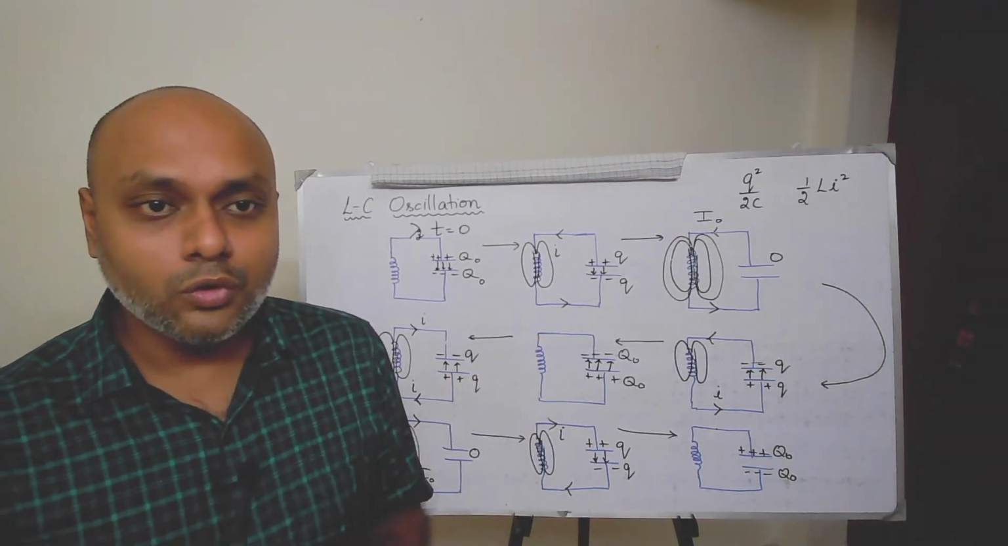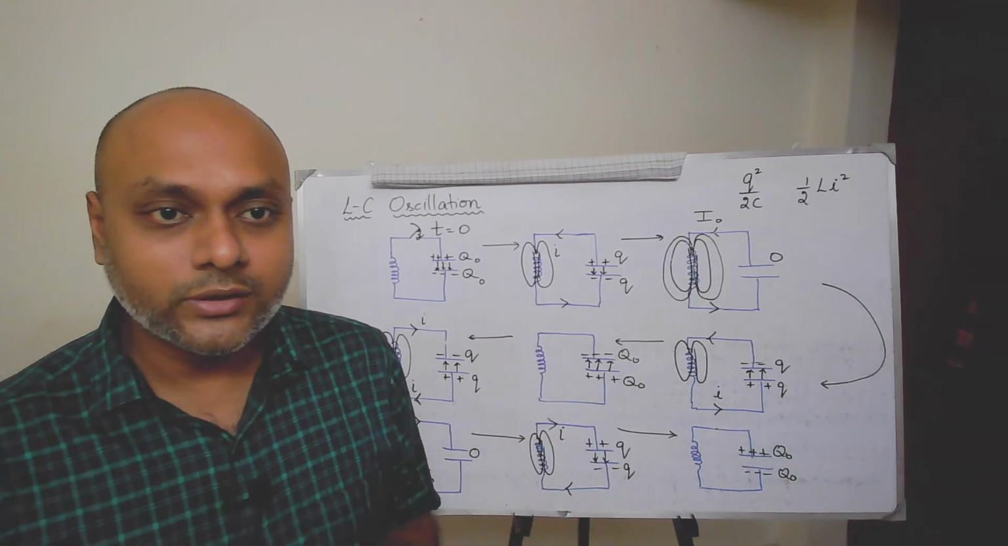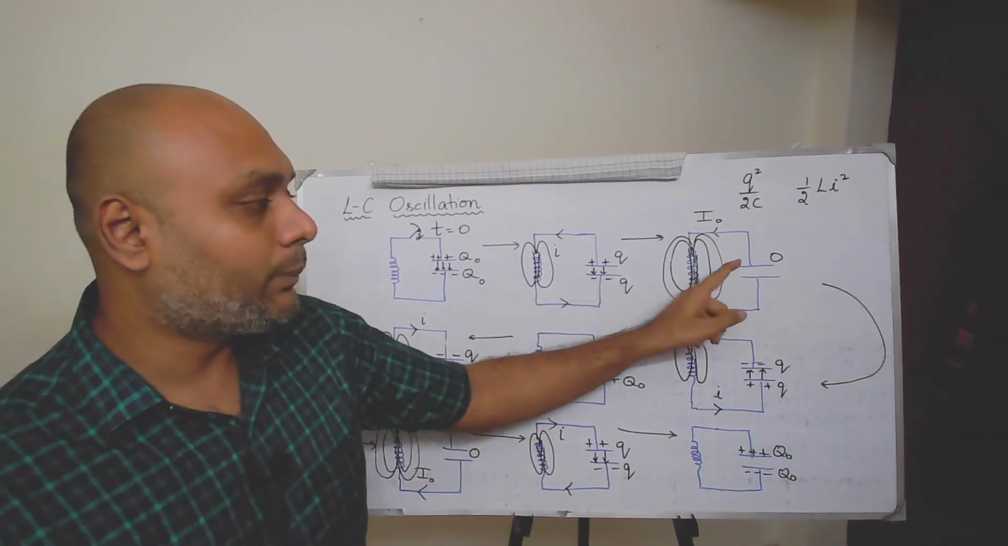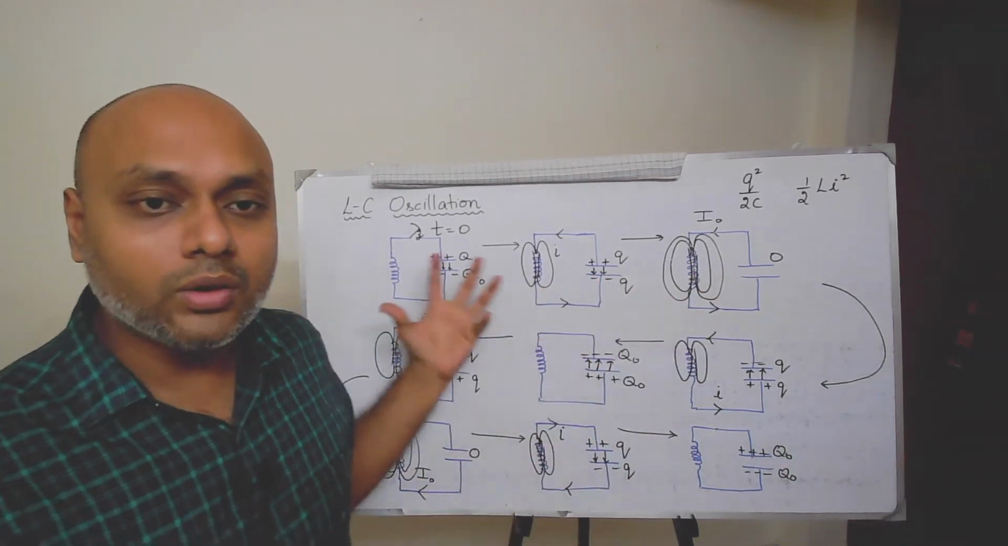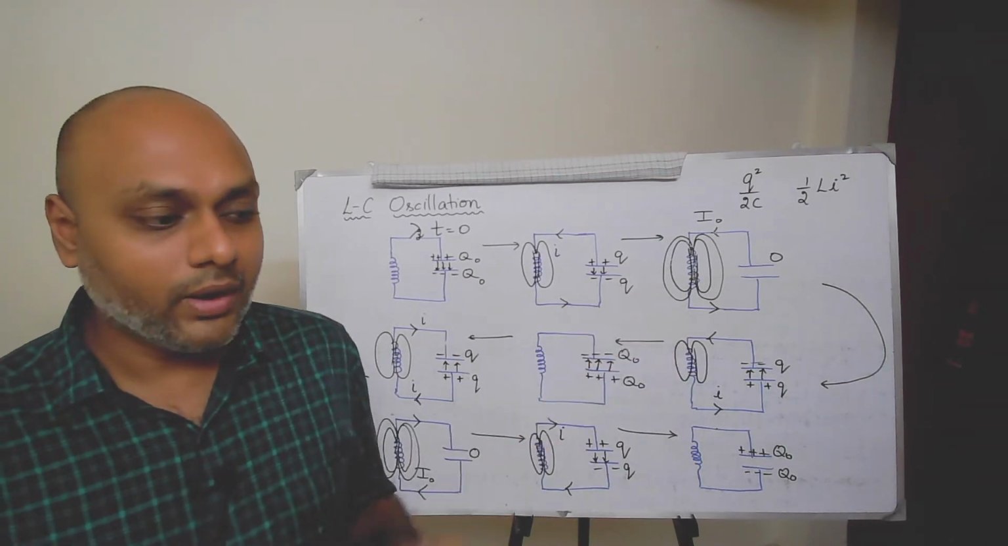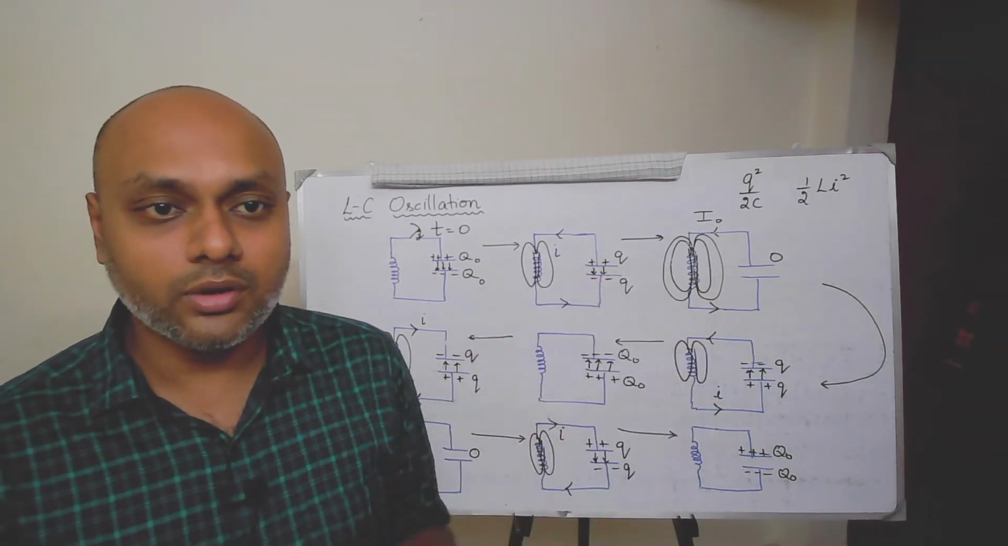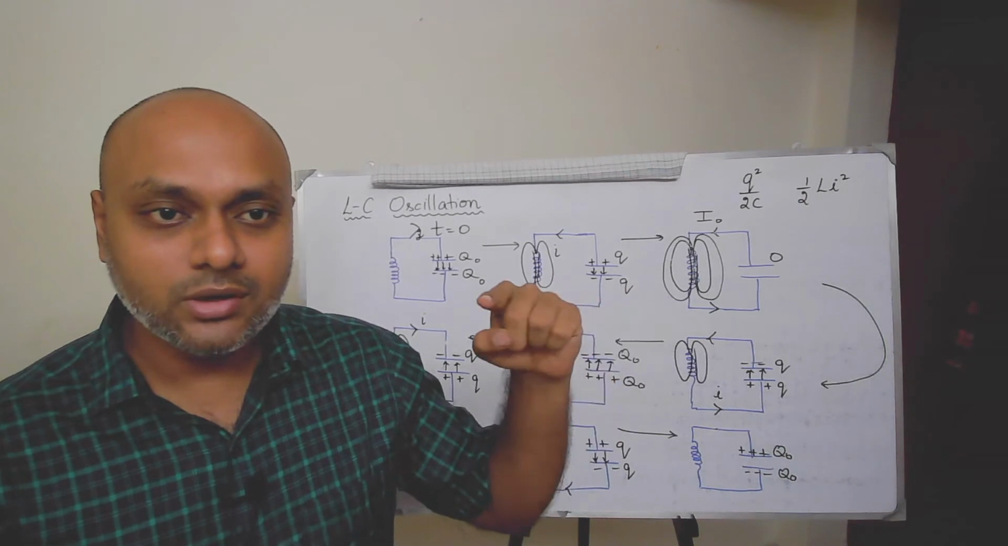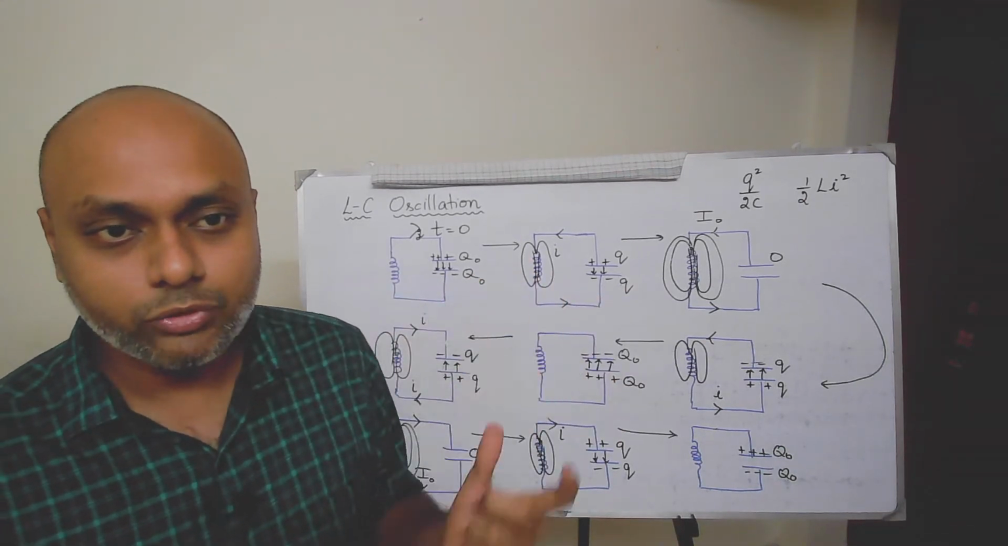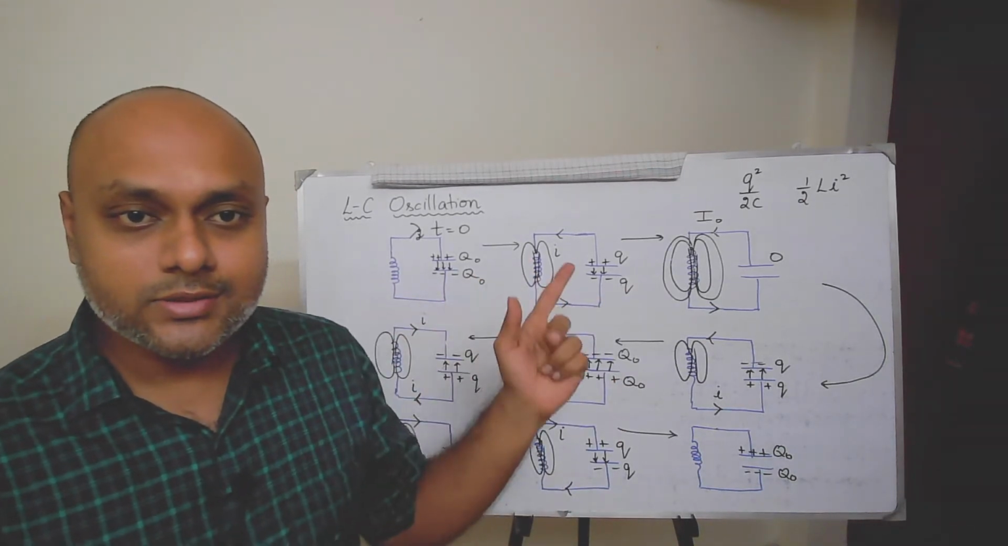Next we will see how to go about writing mathematical equations, how this charge on the capacitor will vary with time, how the current in the circuit will vary with time, and we will try to plot graphs for the charge variation in the capacitor and current variation in the network. So that will be an interesting graph. So I'll just erase the board and be right back.